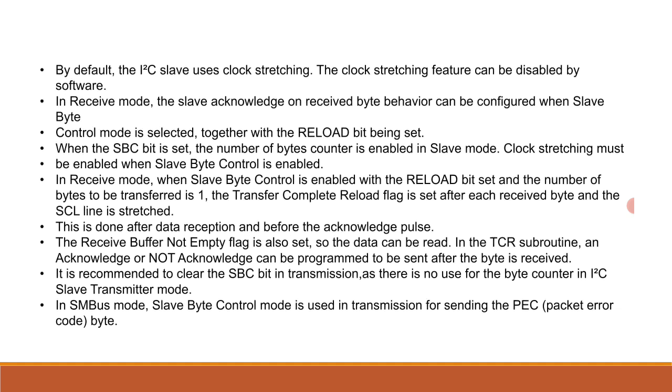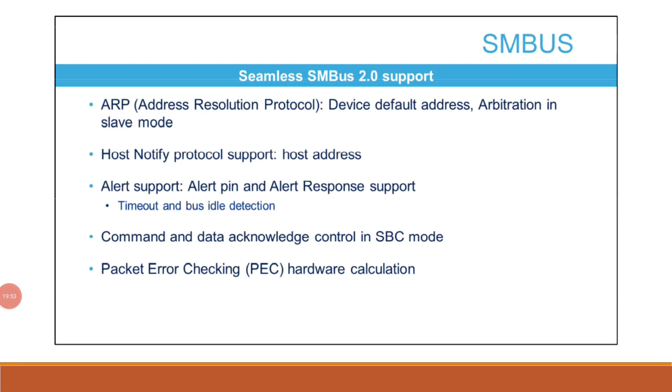So let's look at seamless SMBus 2.0 support available in STM32H7. One is address resolution protocol, ARP, device default address arbitration in slave mode, host notify protocol support, that is host address, alert support, that is alert pin and alert response support, timeout and bus idle detection happens in this alert support, command and data acknowledgement control in SBC mode, PEC, that is packet error checking, hardware calculation.